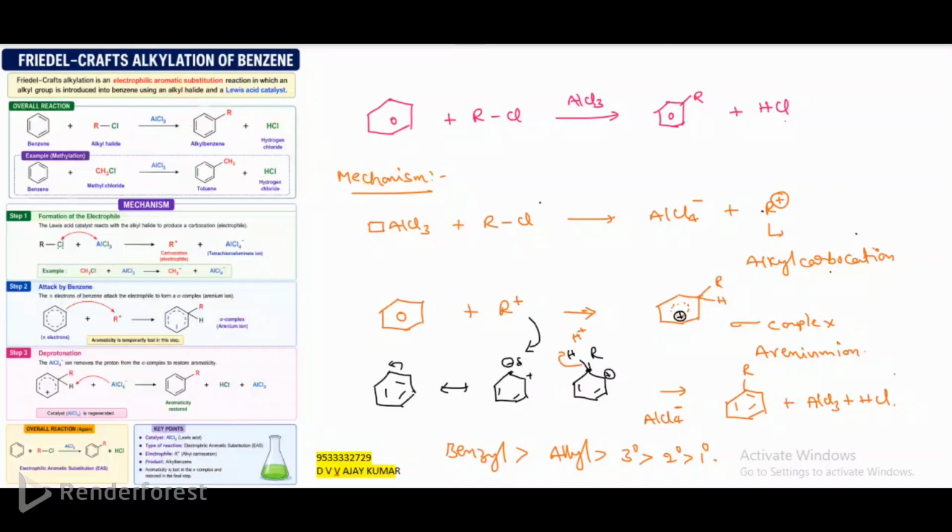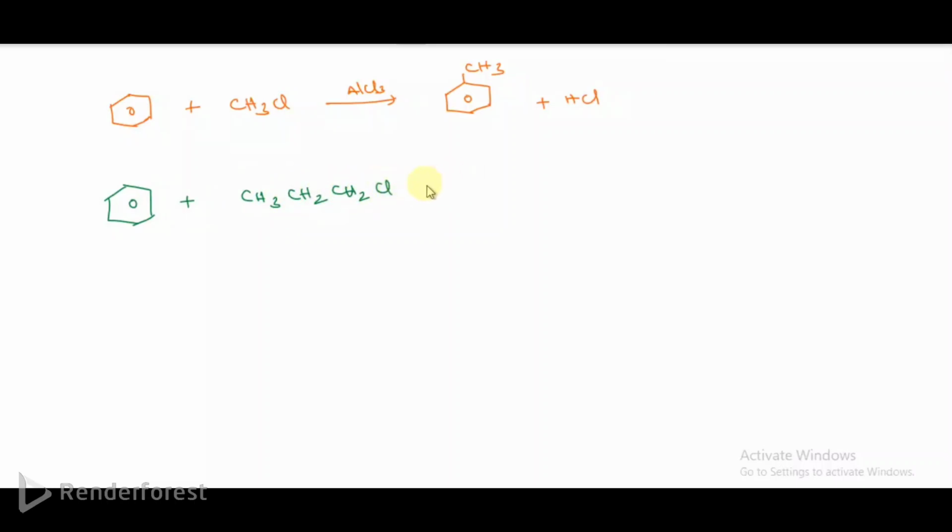Let us see some examples of the Friedel-Crafts alkylation of benzene. Here the benzene reacts with CH3Cl in the presence of anhydrous AlCl3. Simply it forms methyl benzene, nothing but toluene, and HCl is released. Let's take another example. The benzene reacts with CH3CH2CH2Cl, nothing but chloropropane. Now what product is formed?